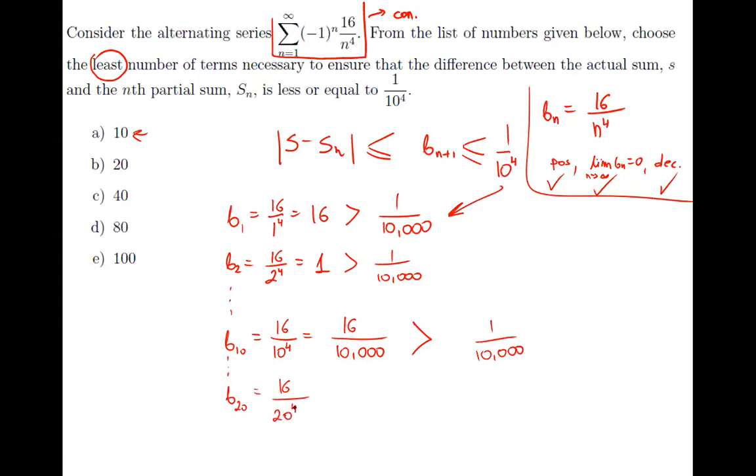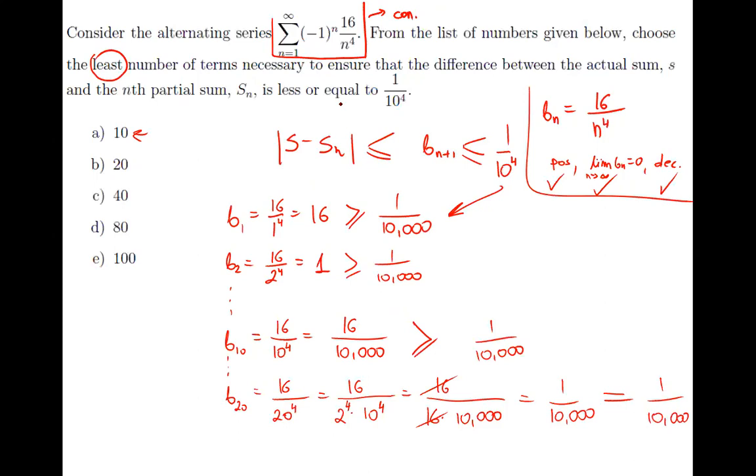16, 20 to the power of 4 is 2 to the power of 4 and 10 to the power of 4. 2 to the power of 4 is 16 and 10 to the power of 4 is 1 and 4 zeros. And I can see that actually my term is identical to the error. And they said equal to, so it works.